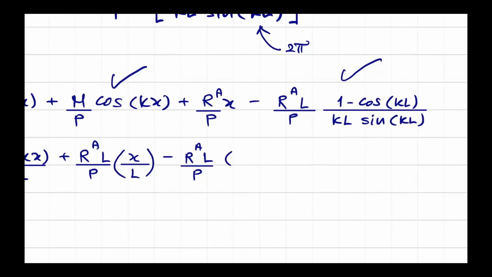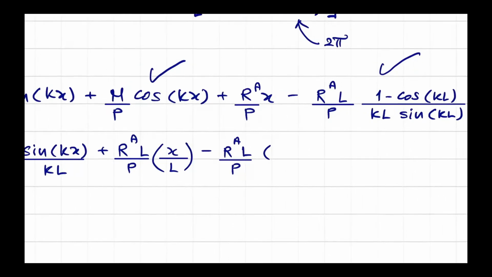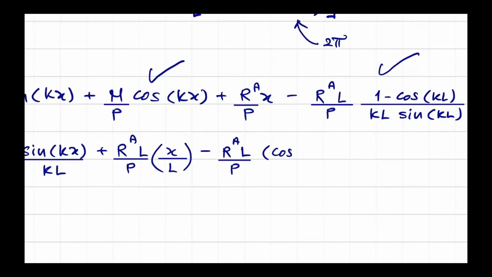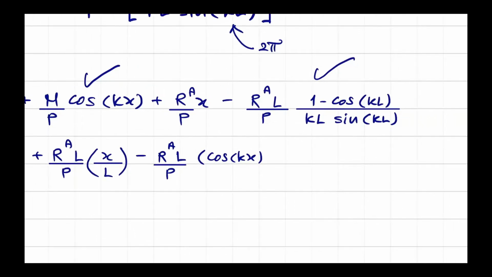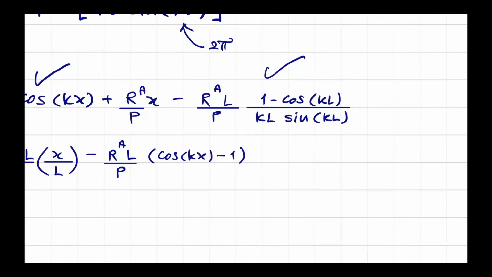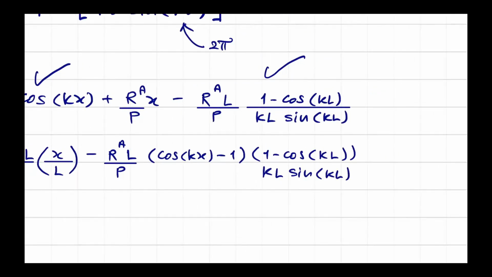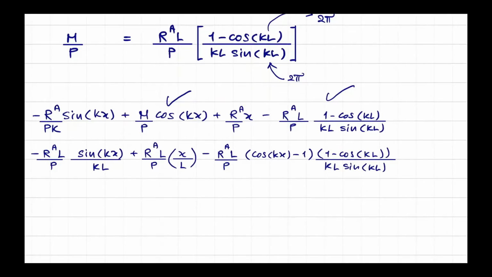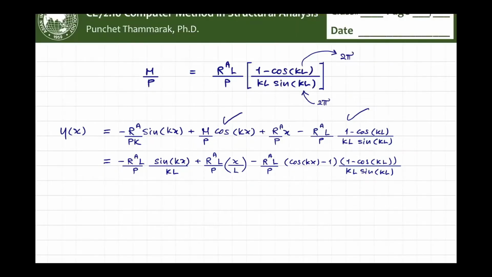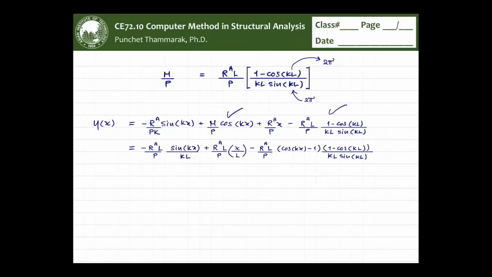So you have this multiplied by cosine kx minus 1 multiplied by 1 minus cosine kl, and then kl. Okay, that's right. I think so, this is your equation y at x.